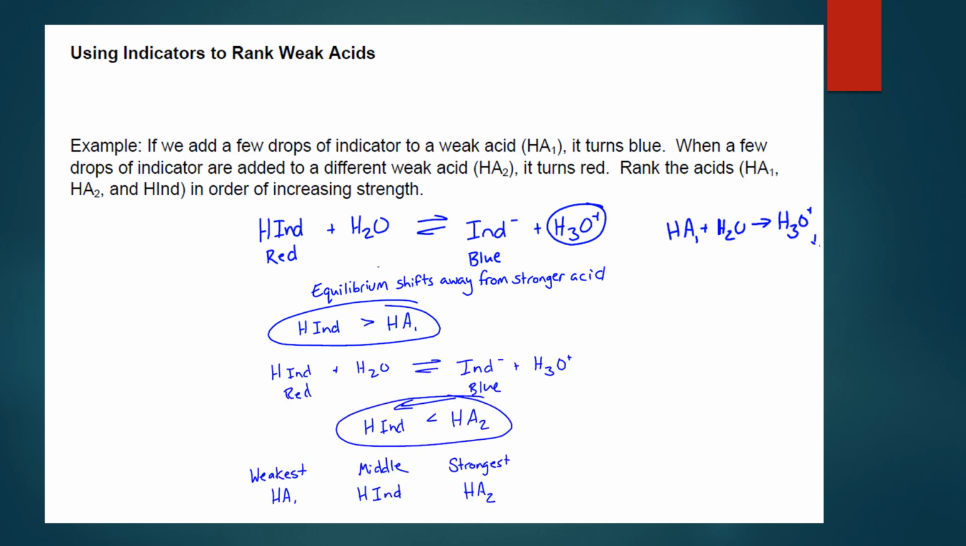In the second scenario, if we add it to a different weak acid, it turns red, and it's turning towards that acid form of the indicator. That means the indicator must be weaker than the second weak acid, HA2. So in terms of ranking, our weakest acid had to be HA1, the HIND, the indicator, had to be in the middle, and the strongest acid, HA2, is the strongest because it caused my indicator to shift towards its acid form.